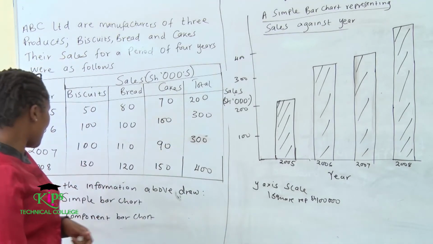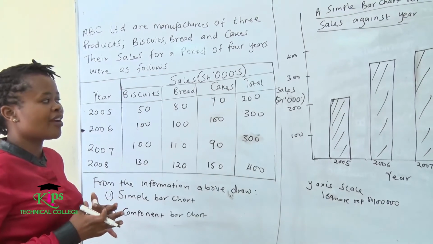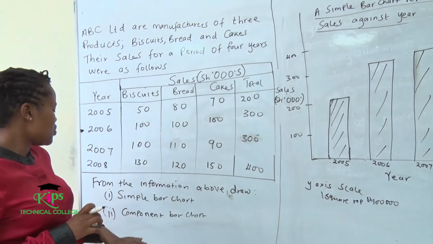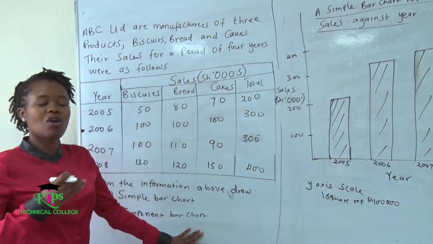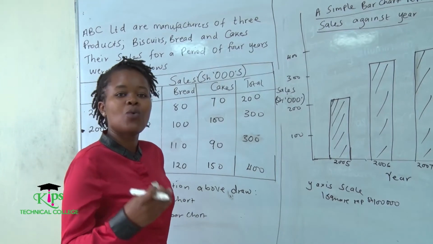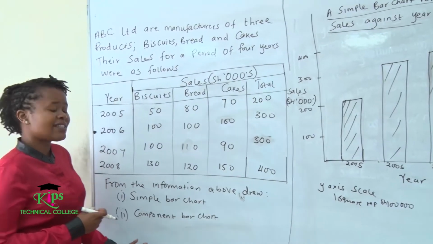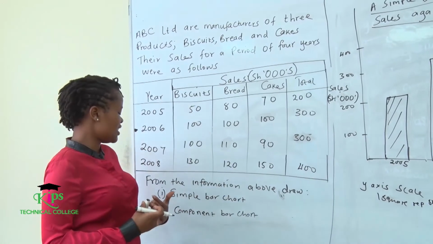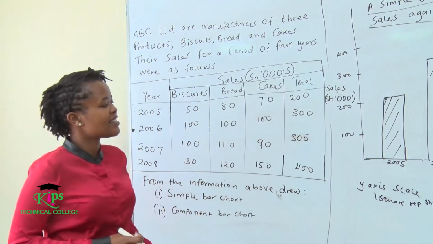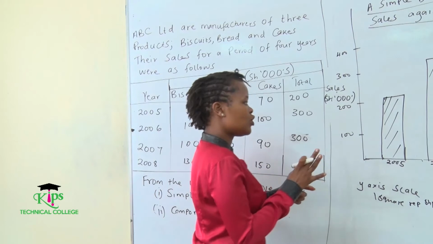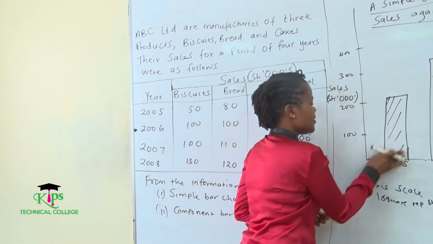And then we need to come up with a component bar chart. In a component bar chart, you're supposed to represent each component in your bars. I will start with an actual component bar chart. There is also a percentage component bar chart, which will be discussed in the next video. So how should an actual component bar chart look? What we have here is a simple bar chart, but I can change it to be a component bar chart. What do I mean by that?